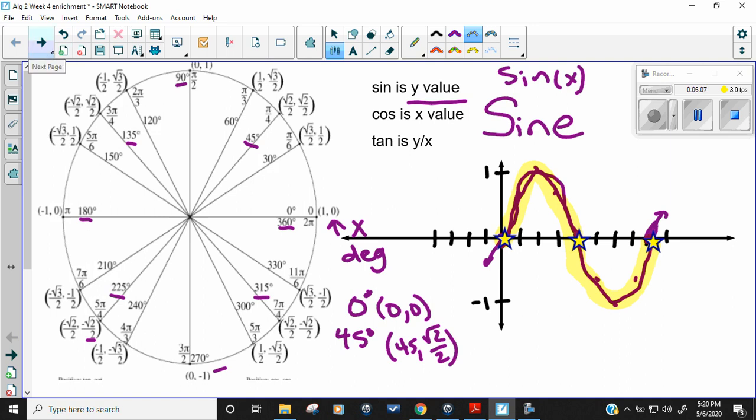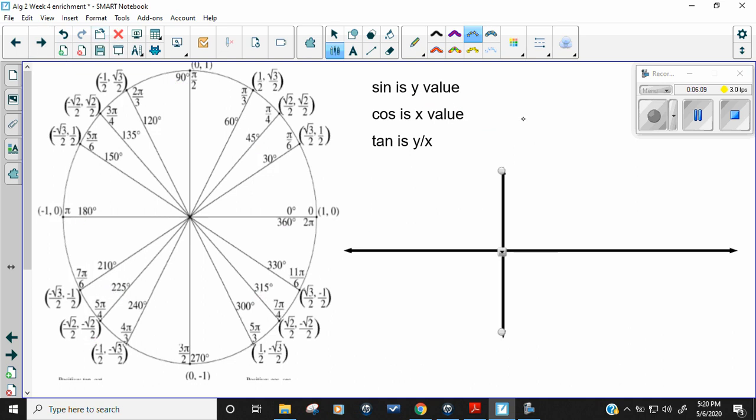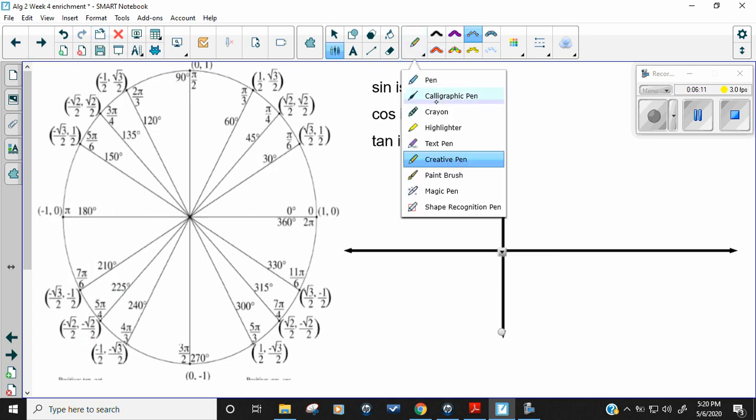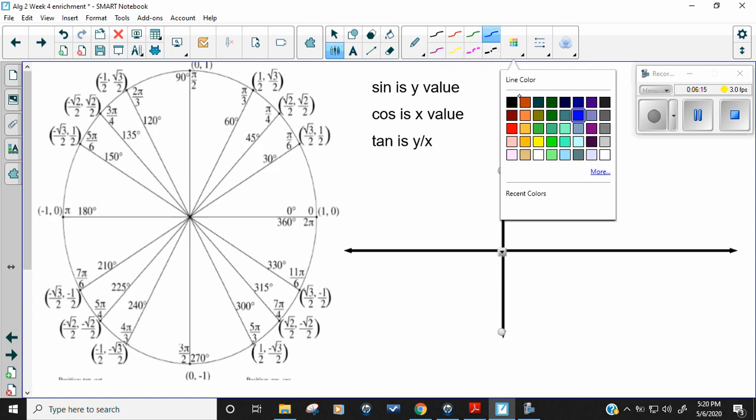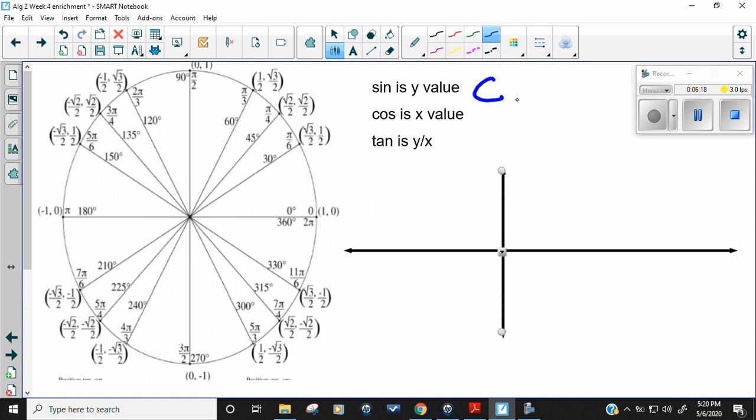So let's go on, and our next one we're going to graph is cosine. So for cosine, I'll use a different color. Let's use blue, I guess. Blue. Okay. So cosine is usually cosine of x, or cosine.